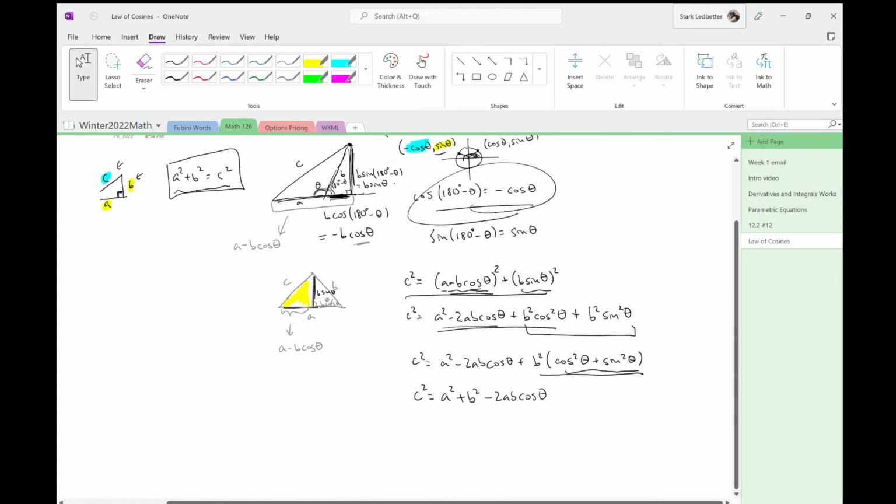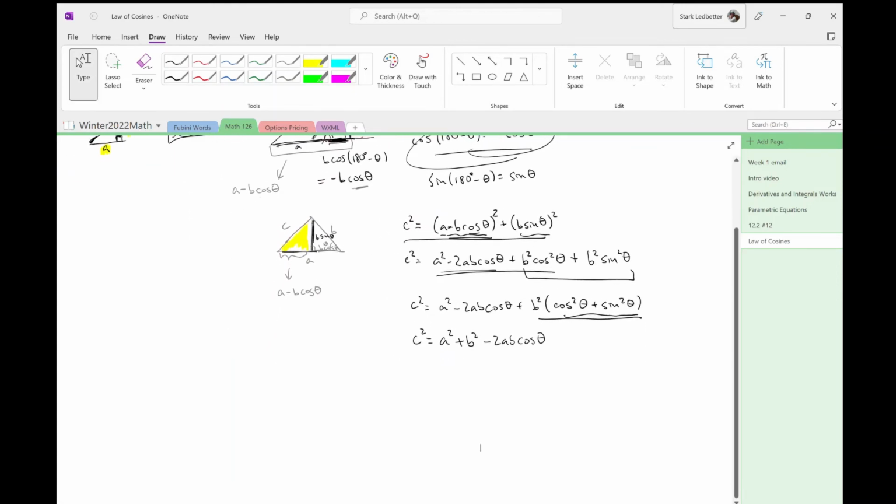And that was the proof that the law of cosines is true. Now what you can do is walk up to any triangle with this angle theta, which is not necessarily 90 degrees, and if you know those lengths a and b and what that angle is, you can solve for c.